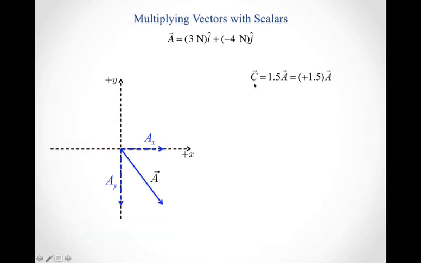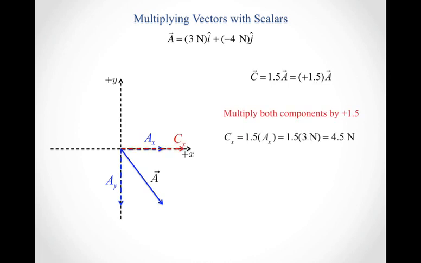Let's make another vector. So vector C is equal to 1.5 times vector A. So now my scalar here in creating this new vector is 1.5. And again, what I'll emphasize is that that just happens to be a positive number. So I'm going to multiply both components of vector A by positive 1.5, which means that the x component of vector C ends up being 4.5 newtons, and the y component of vector C ends up being negative 6 newtons.